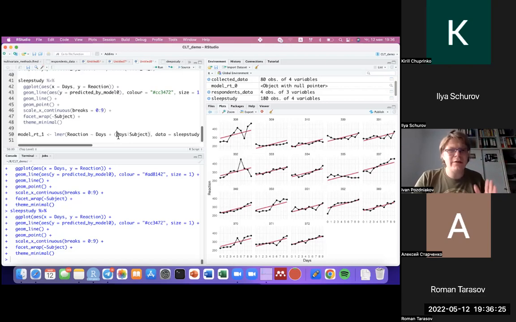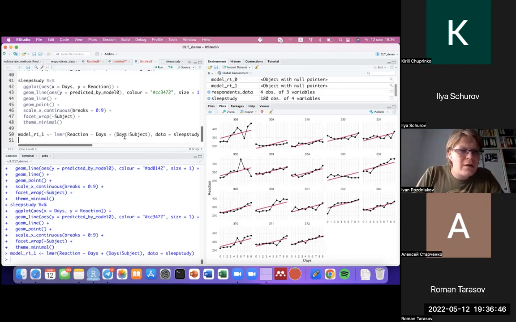Actually, you can even put it this way. If you put 0 plus days, it will model different slopes, but with the same intercept for everyone. So actually you have a lot of flexibility, especially if you have more predictors. Okay, model one.